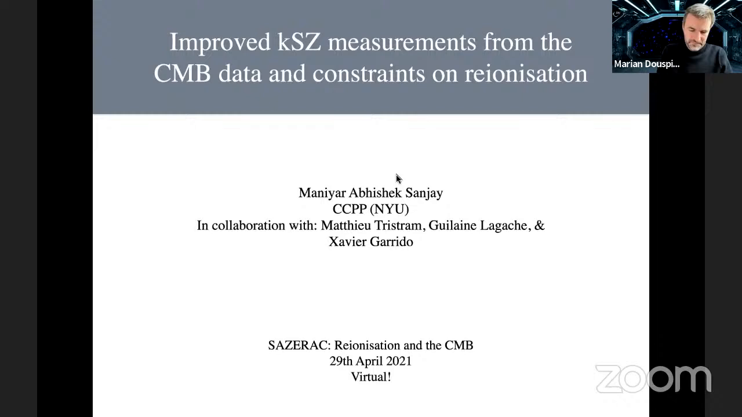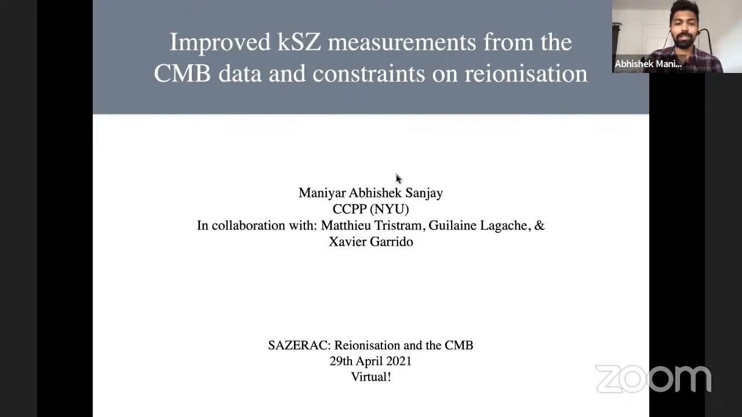All right. So I'm Abhishek Maniar. I'm a postdoc at the Center for Cosmology and Particle Physics of New York University. Today I'll be talking about how we plan to improve the KSZ measurements from the CMB power spectrum data and potential constraints on reionization. This work has been carried out in collaboration with Matthew Twistrom and Xavier Garrido in Paris and Guilaine Lagache in Marseille.